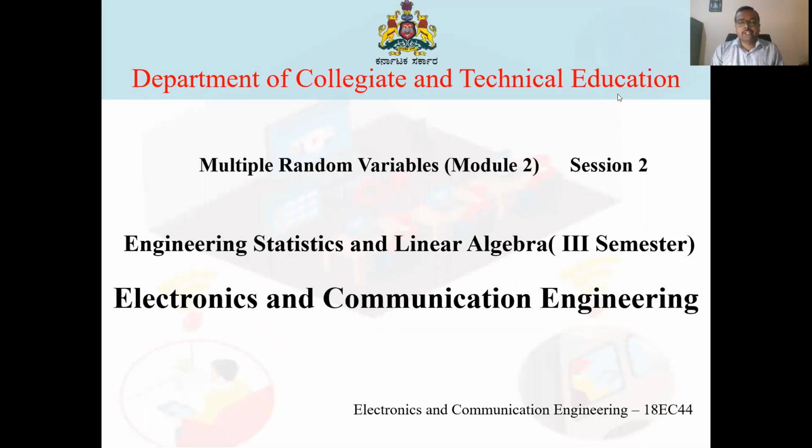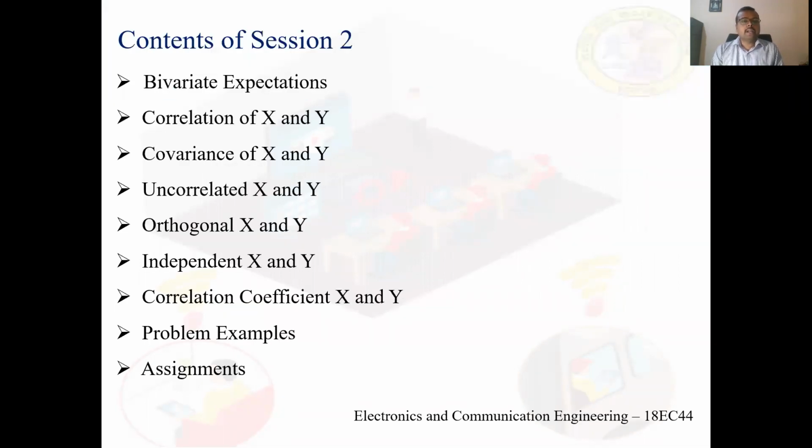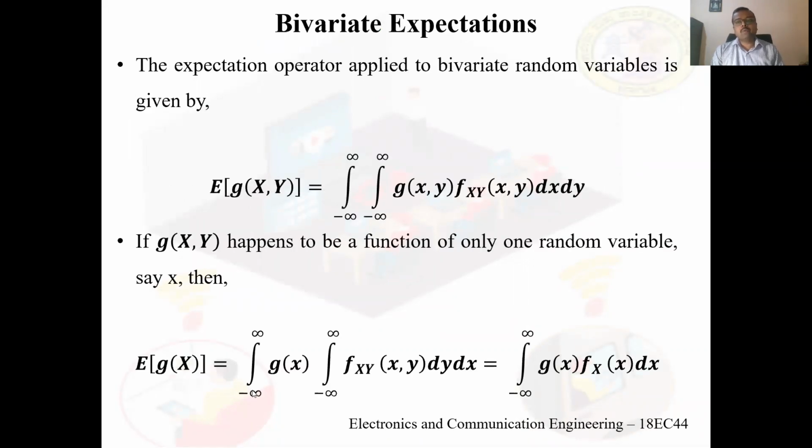Welcome to Module 2, Session 2 of Engineering Statistics and Linear Algebra course. The contents of Session 2 are bivariate expectations, correlation and covariance of random variables x and y. We'll understand what is uncorrelated and orthogonal of random variables x and y. We'll see independent x and y, correlation coefficient of x and y, problem examples, and lastly, we'll look at the assignment questions. First, we'll understand what is bivariate expectations.